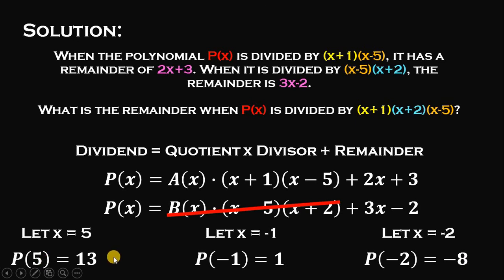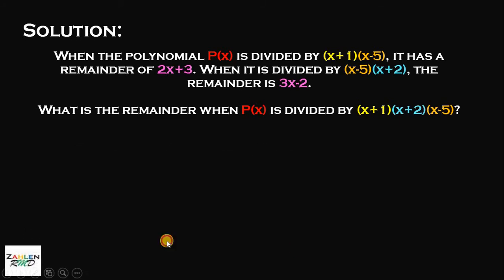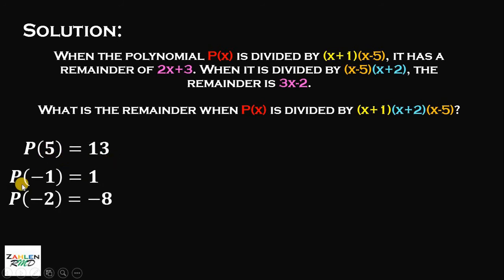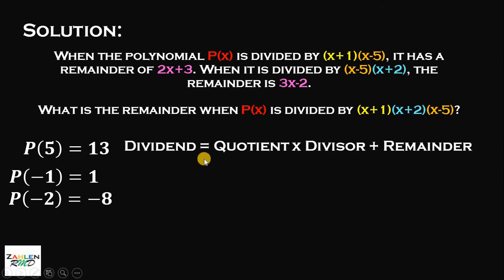Now we have p of 5 equal to 13, p of negative 1 equal to 1, and p of negative 2 equal to negative 8. Let's focus on these three results. Again, we have the concept: the dividend is equal to the quotient times the divisor plus the remainder. Now let's have the last sentence. What is the remainder when p of x is divided by (x + 1)(x + 2)(x - 5)?